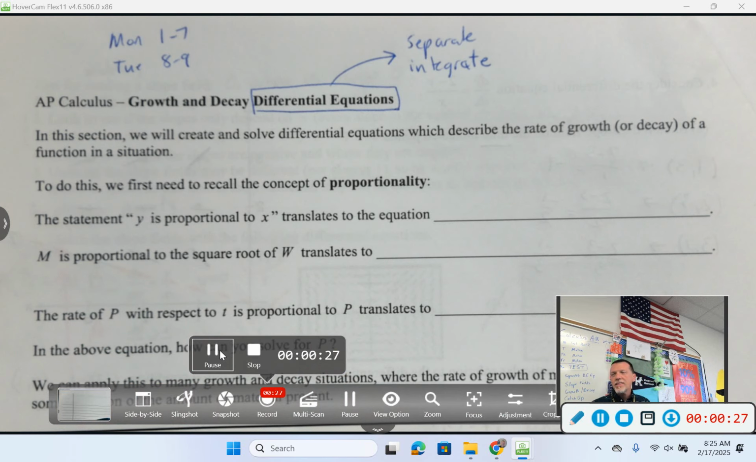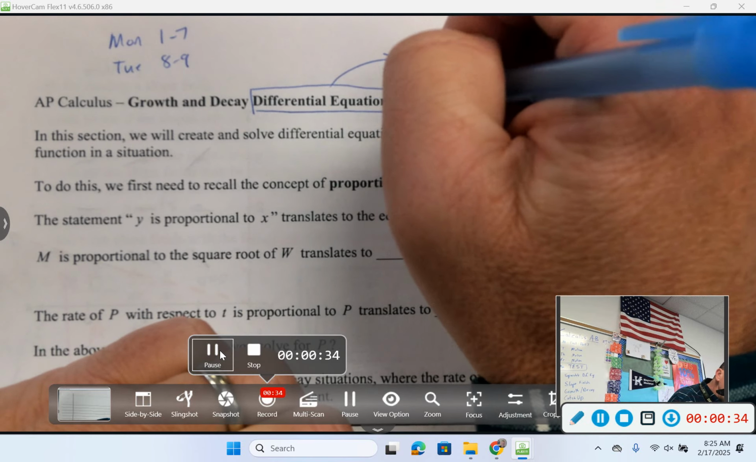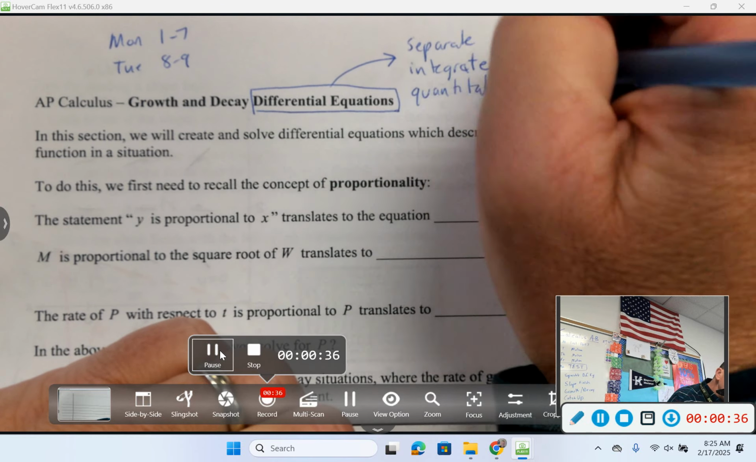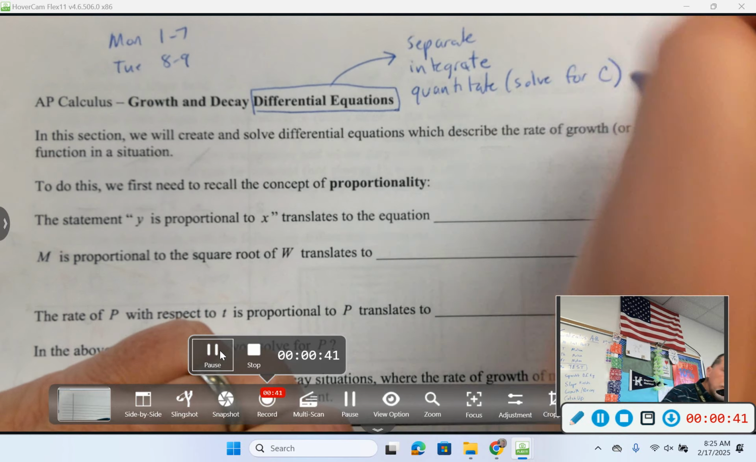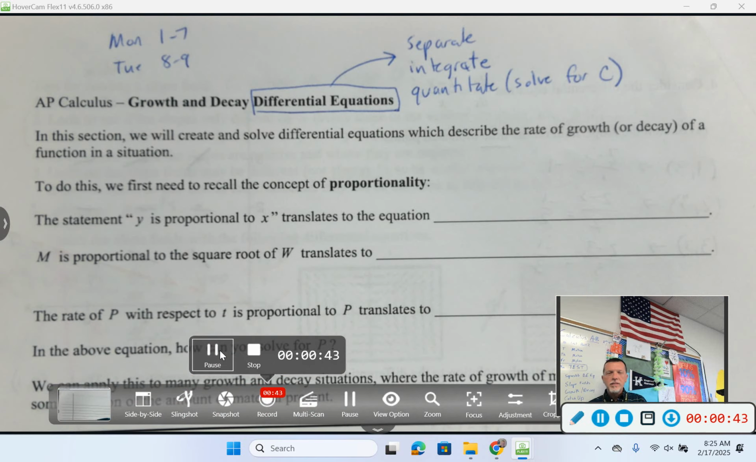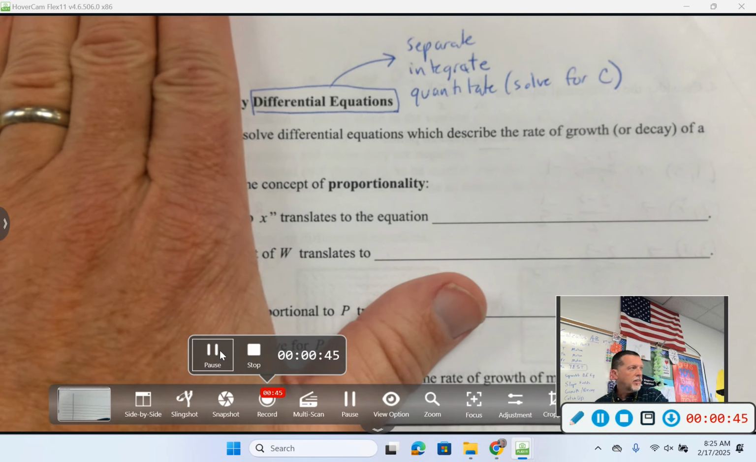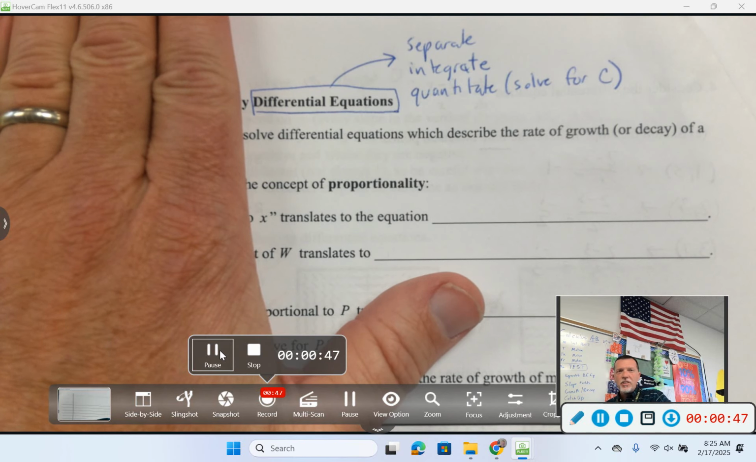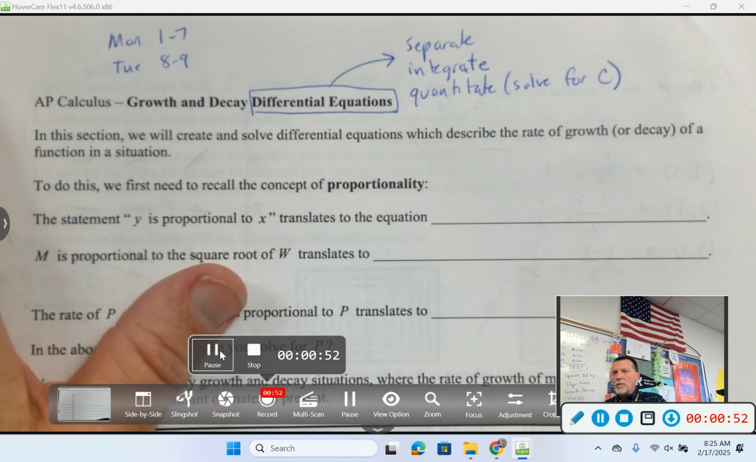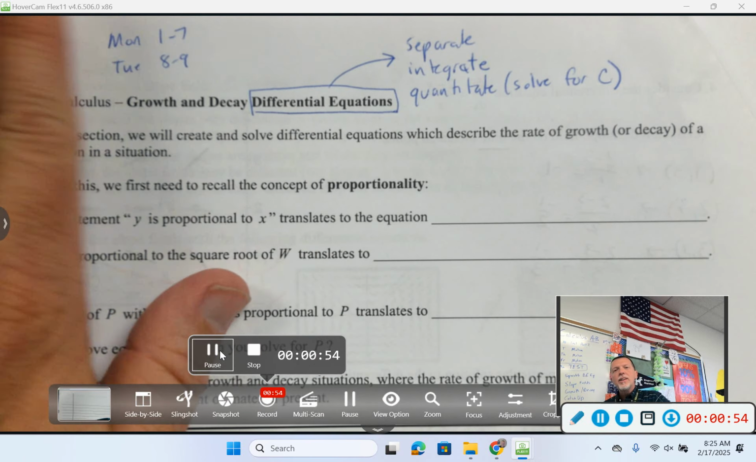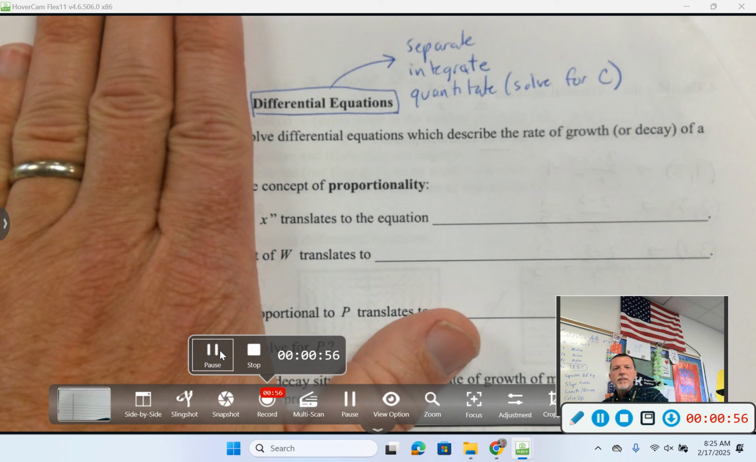We separate, then we integrate, and then we solve for C, which we made up the word quantitate, just to make it rhyme, but really that means solve for C. So I hope that part sounds familiar. Separate, integrate, solve for C. That we've done before. That we'll do today with a specific type of question. So today is a review of the differential equation stuff, because it's just a specific type of them.